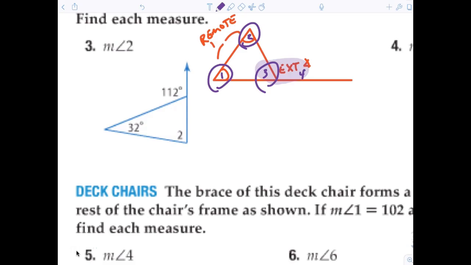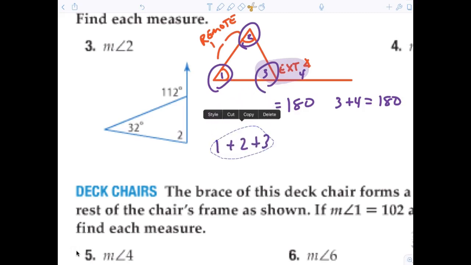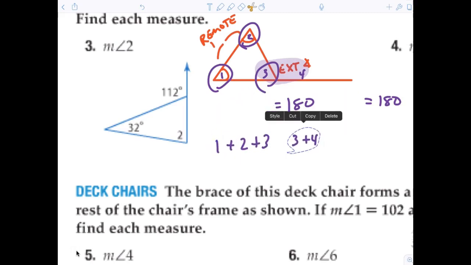It's going to look kind of funny, but I'm going to say 1 plus 2 plus 3 is equal to how much? 180. And then I'm saying 3 plus 4 is equal to what? 180. Because they're both equal to 180, I can now say 1 plus 2 plus 3 equals 3 plus 4. Everybody good with that? So those things are equal. Now, what can I do with the 3's? Cancel them out.